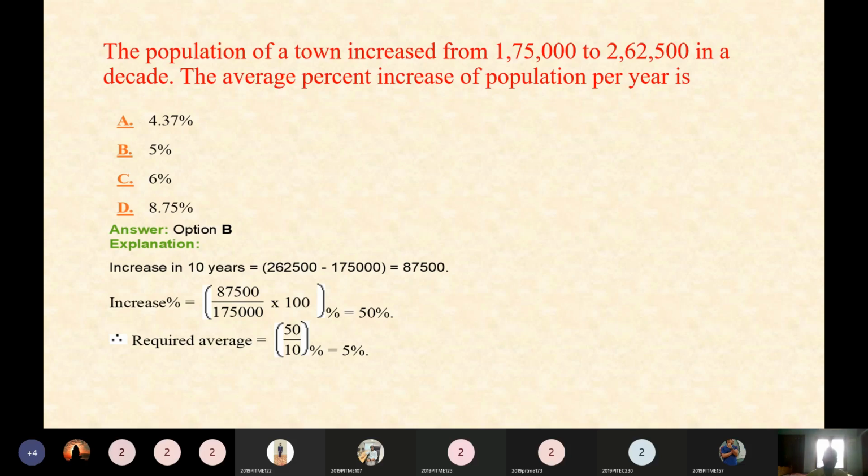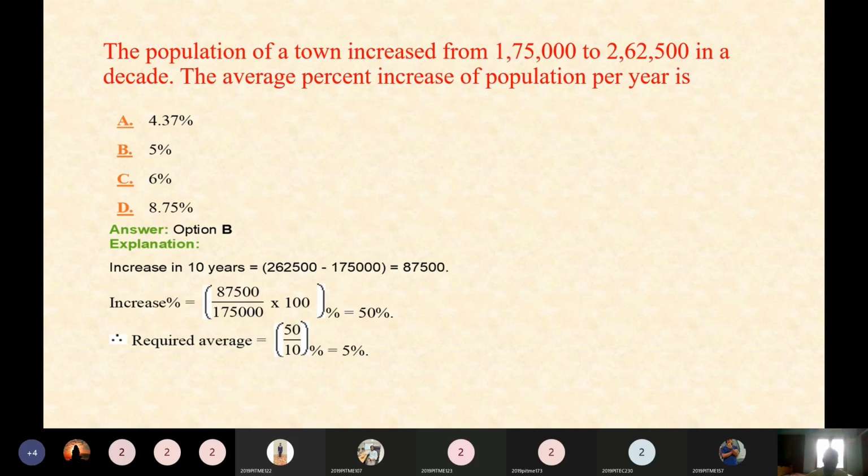Now you got the population increase, but they're asking the average percent. You calculated how much the population increased, now you get the percentage. So 87,500 divided by the initial population 1,75,000, if you simplify this value, you get 50%. So 87,500 by the initial population 1,75,000 into 100 will give you the percentage of population increased. So 50% is the increase in the last 10 years.